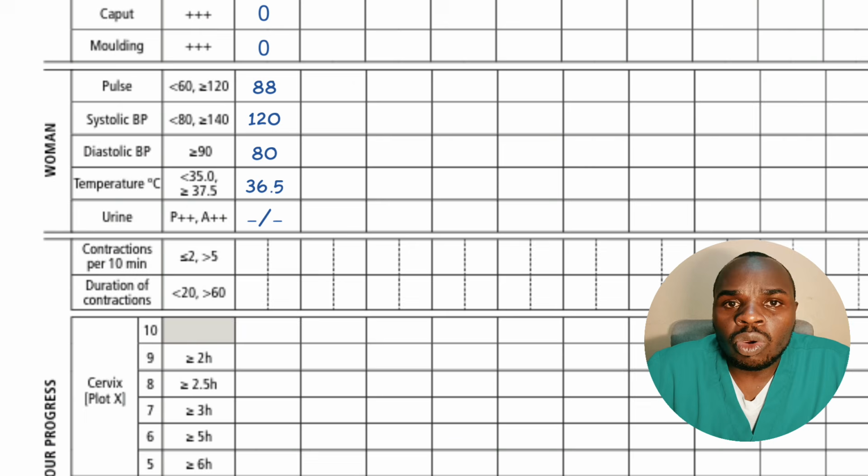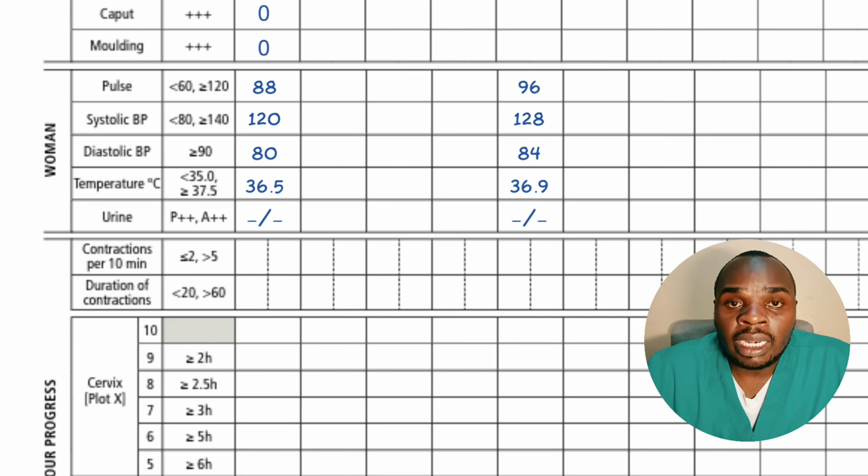Given that all clinical woman parameters are normal, the midwife plans to reassess the woman's observation in 4 hours unless otherwise indicated. The time of review now is 10 a.m. Mary Jane's pulse is 96 beats per minute with a blood pressure of 128/84 millimeters of mercury. Her temperature is at 36.9 degrees Celsius. She passed urine without proteinuria or acetone.